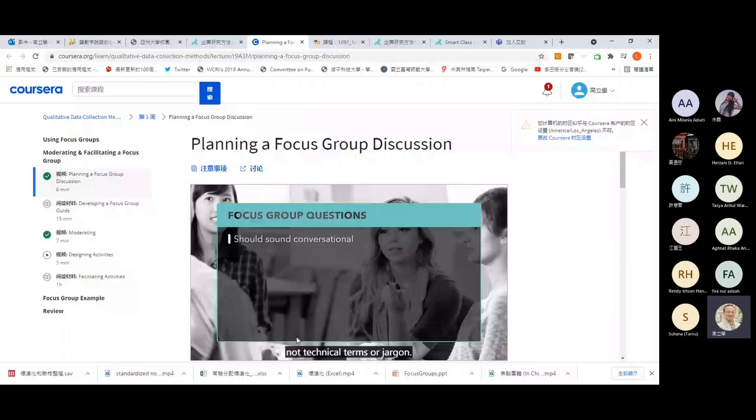So maybe you already have some understanding or idea about the definition of recreation. So I think it still depends. But generally, we will prefer to use conversational words. No technical terms or jargon.